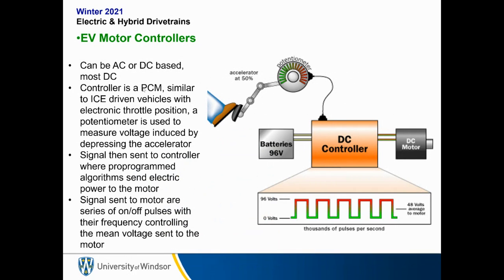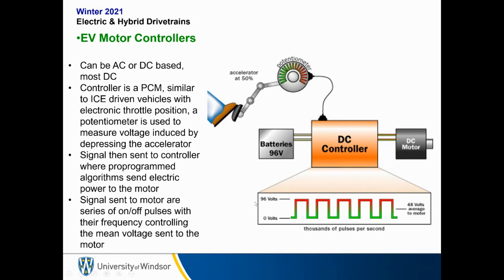So the controller is a PCM, or pulse control module. It's similar to internal combustion engine driven vehicles with electronic throttle position. A potentiometer is used to measure voltage induced by depressing the accelerator. This sends a signal to the controller, where its programmed algorithms send electric power to the motor.